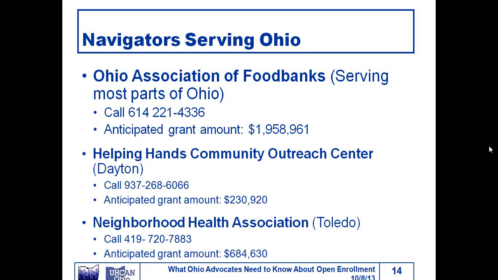Okay. So the Navigators that are serving Ohio are the Ohio Association of Food Banks, which has the largest grant and has about 20 partners in various parts of the state. I will just take a note here. This was the number to call when we first did this presentation several weeks ago, but they now have their toll-free number, which appears at the end of these slides. It's an 800 number. We'll get to it there.